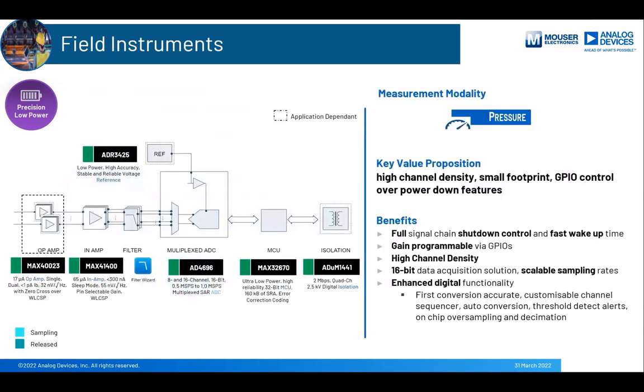We will now focus on a signal chain starting point solution that is a discrete, low-power signal conditioner for pressure sensors. Pressure sensors are usually bridge-type sensors, and the same principles that we will discuss here also apply to load cells and strain gauge sensors. Key value proposition and benefits of this signal chain solution is the high channel density, the small footprint, and the ability to control the power of the full solution through GPIO pins from your micro.